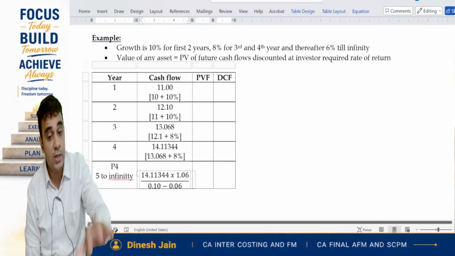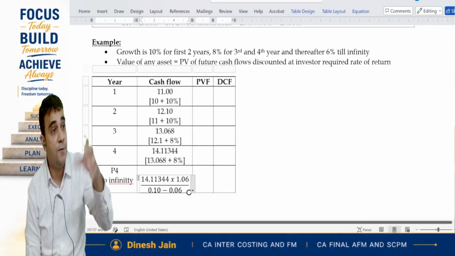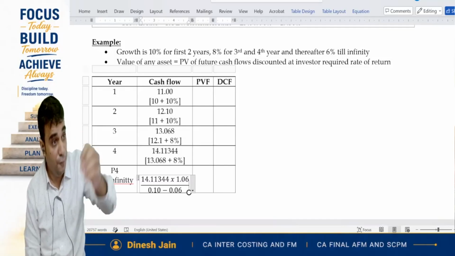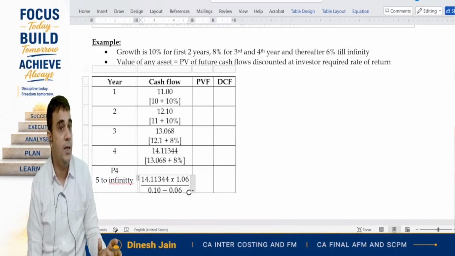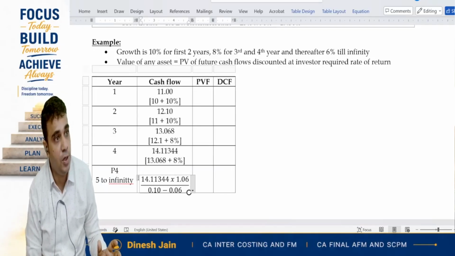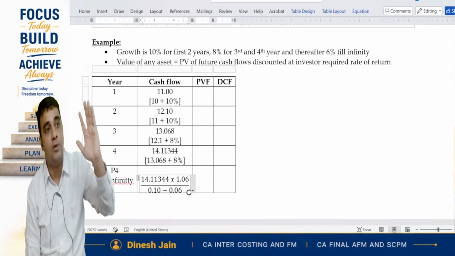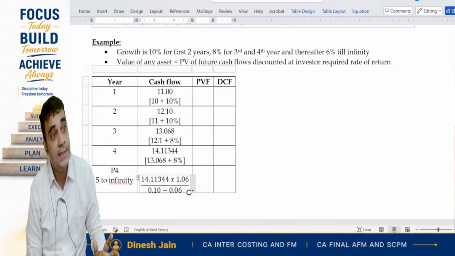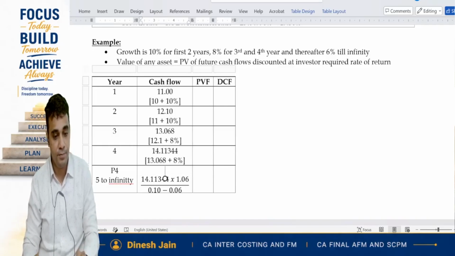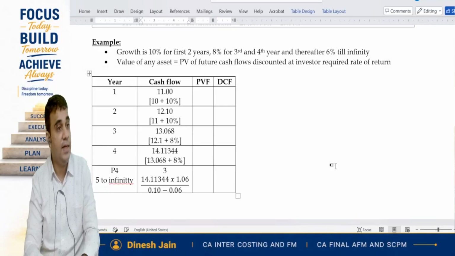Assume question says first 5 years 10%, next 5 years 8%, next 5 years 6%. Thereafter stability. 15 years dividend we have to write. 15 years dividend, and P15 equal to D16. Very long calculation. P15 equal to D16 divided by K minus G. Can you tell me what is the value here? 70.2 decimal 00. Okay, 374 then. 374.